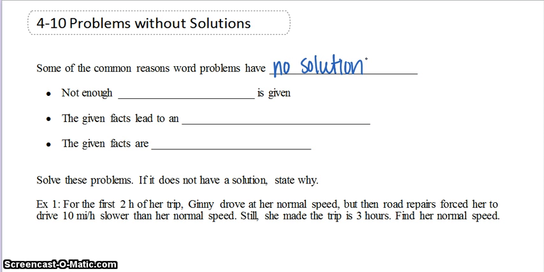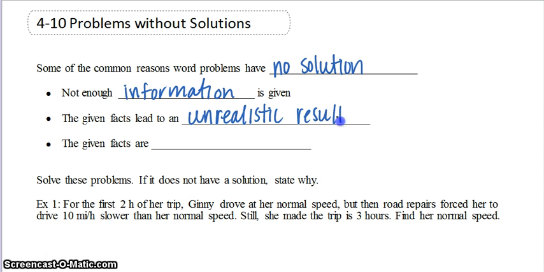You could have not enough information given. The given facts lead to an unrealistic result. Or the given facts are contradictory. Okay, and so obviously if you don't have enough information, you can't complete the problem.